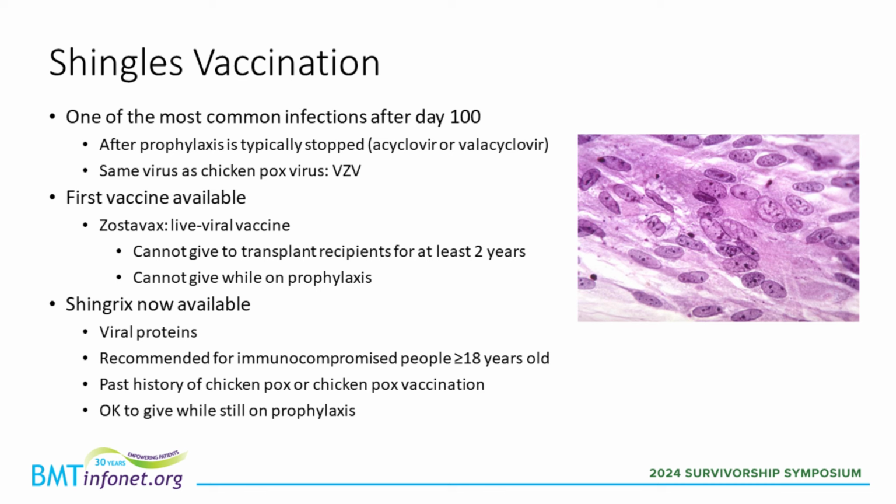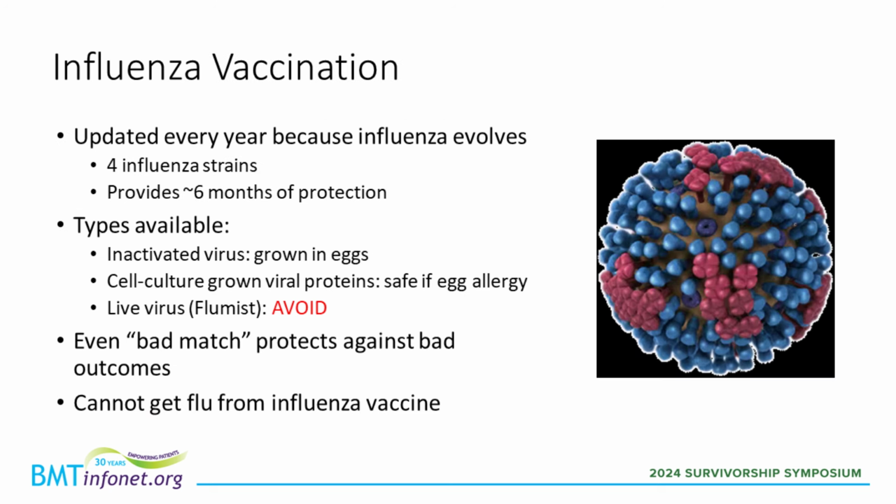The first vaccine that became available was zoster, which was a live viral vaccine, so we couldn't really use it in this period when people are at highest risk. But now there's the Shingrix vaccine available, which is made of viral proteins, and it is recommended for all immunocompromised people that are at least 18 years of age and who have a past history of chickenpox or chickenpox vaccination. And it's okay to give this while you're still receiving your prophylaxis.